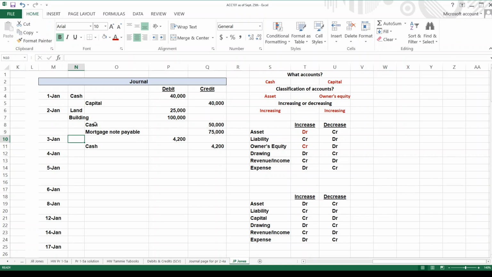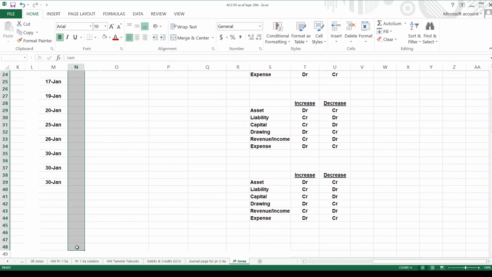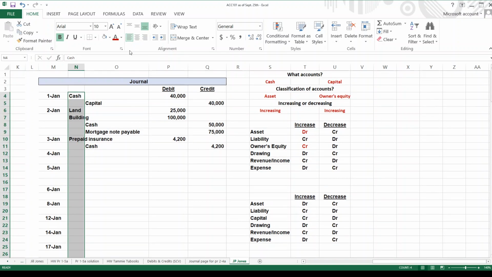When I pay a cost well in advance, several months or more, I want to go to an account that begins with the P word. What word is that? Prepaid. Prepaid what? Prepaid insurance. What kind of an account is prepaid insurance? Prepaid insurance is an asset account. I want to debit it.